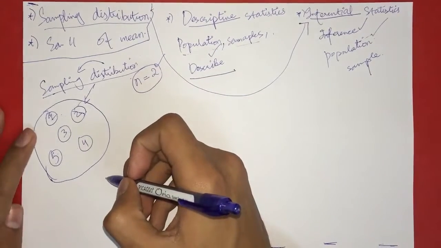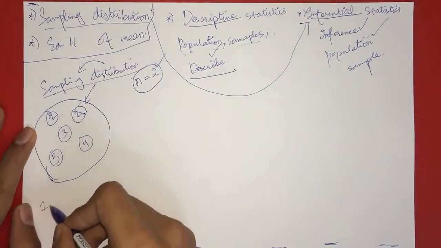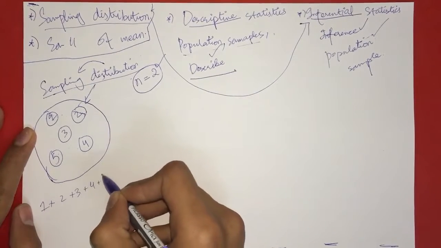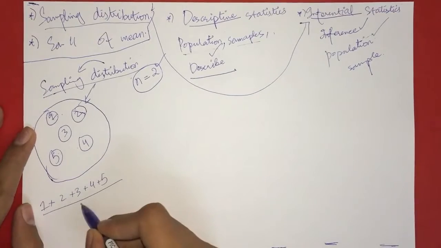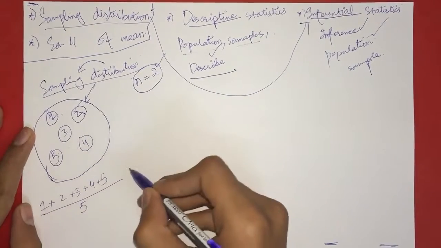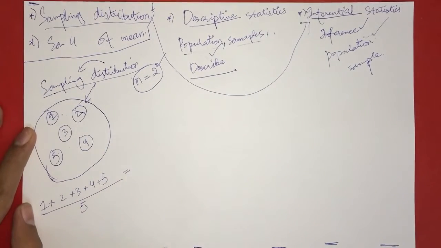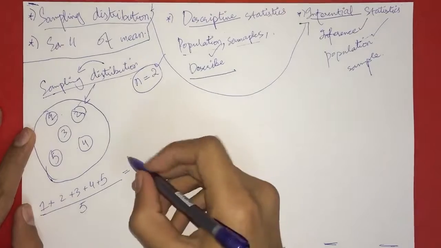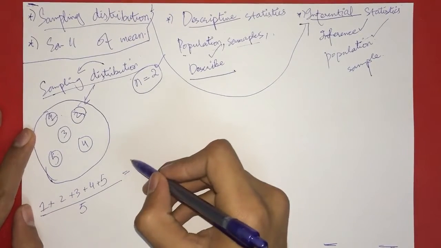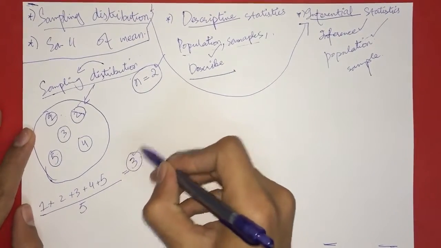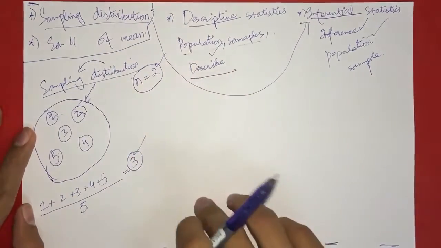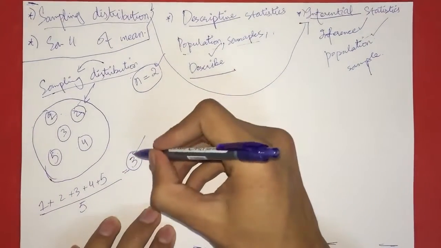First let's take out the mean of this whole population. How do you take out the mean? We add all of the terms: 1 plus 2 plus 3 plus 4 plus 5, and divide by the total number of terms, which is 5. So 1 plus 2 is 3, 3 plus 3 is 6, 6 plus 4 is 10, 10 plus 5 is 15, divided by 5. This gives us 15 by 5 equals 3. So the population mean is 3.